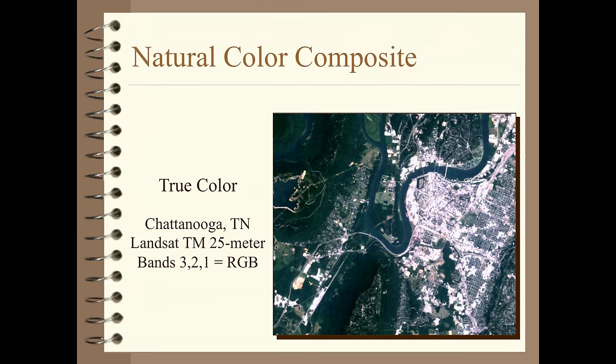Okay, so here's another example of that. This is a true color or a natural color composite, okay? So again, bands 3, 2, and 1 through the red, green, and blue, Landsat thematic mapper data of Chattanooga, Tennessee. And so you can see the river here and the highway, and then obviously the city area itself, okay? And that's a natural color composite, what our eyes would see.